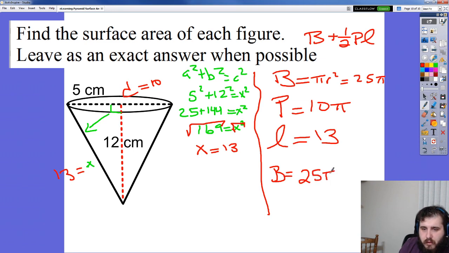25 pi plus 0.5 times 10 pi times 13. 5 pi times 13 should be 65 pi, so we got 25 pi plus 65 pi, and that gives us 90 pi for our surface area.